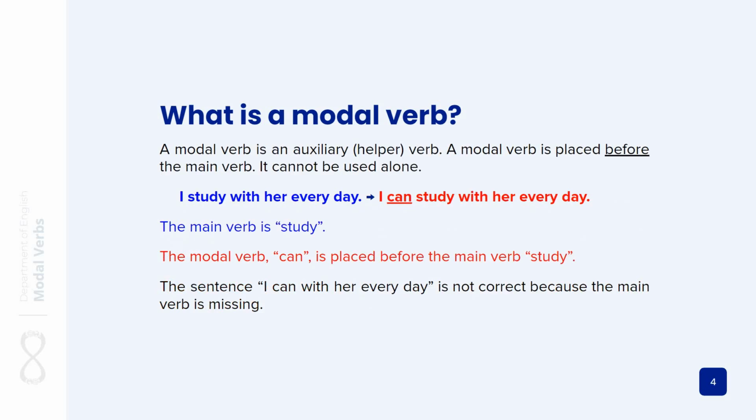A modal verb is an auxiliary verb. This means that it's a helper verb. It is always placed before the main verb, and it cannot be used alone. I study with her every day. The main verb in this sentence is study. If we want to change this and add a modal verb, we can add the word can in front of study. I can study with her every day.